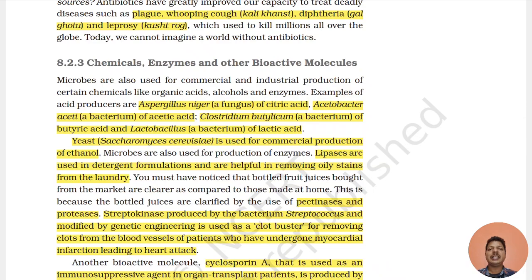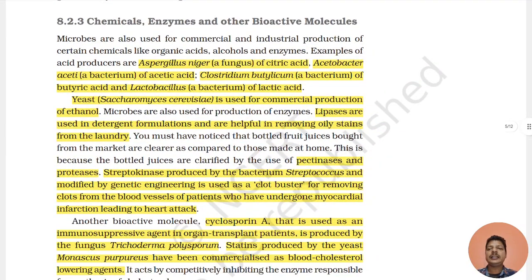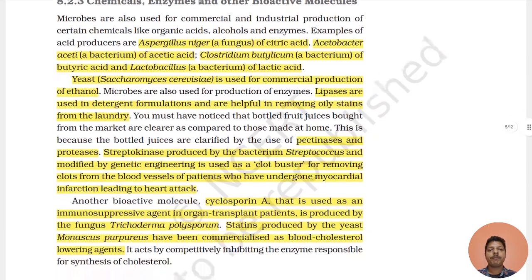Now coming to chemicals, enzymes and other bioactive molecules. Aspergillus niger, a fungus, produces citric acid; Acetobacter aceti, a bacterium, acetic acid; Clostridium butylicum, a bacterium, butyric acid; and Lactobacillus, also a bacterium, lactic acid. Yeast Saccharomyces cerevisiae is used for commercial production of ethanol. Lipases are used in detergent formulations and are helpful in removing oil stains from laundry.